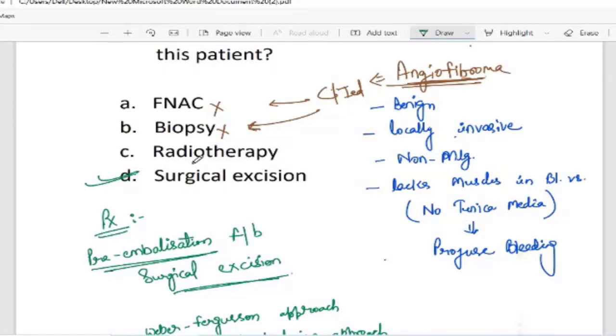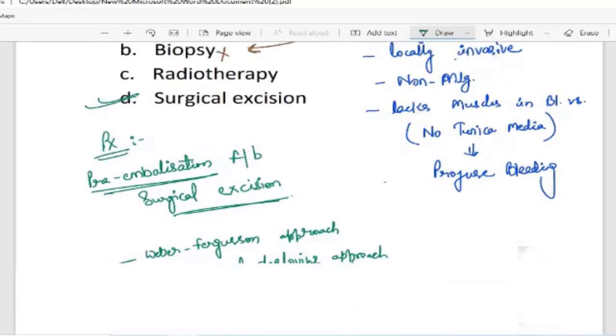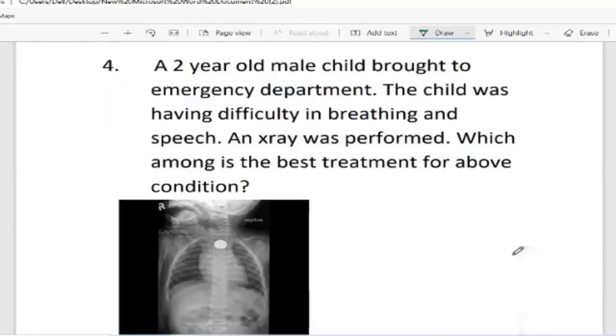The main supply is coming from the internal carotid artery, which can't be tied down or embolized. So in those cases, radiotherapy can be used along with the surgical excision. We surgically excise the area we can easily access, and the remnant part, the recurrent or intractable part, is treated by means of radiotherapy. That is the only role of radiotherapy. Otherwise, the mainstay of treatment in angiofibroma is surgical excision. So the correct answer is surgical excision.